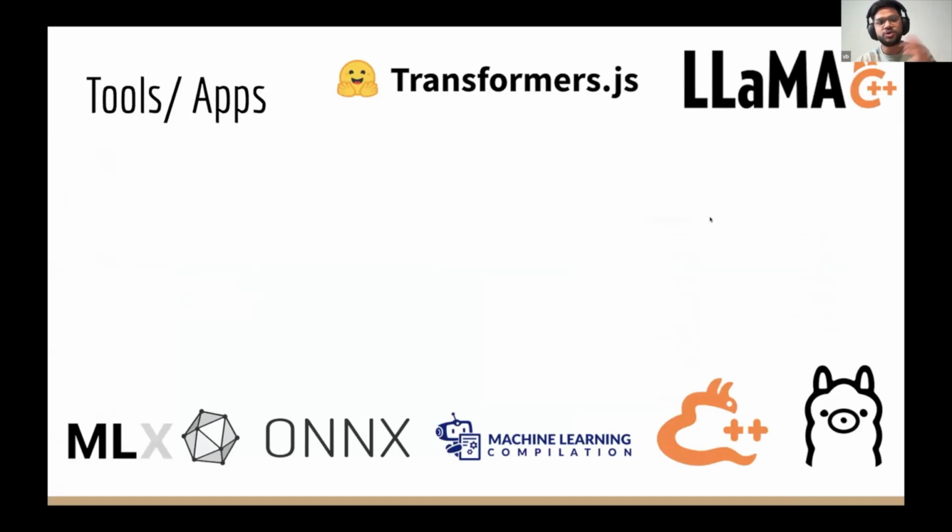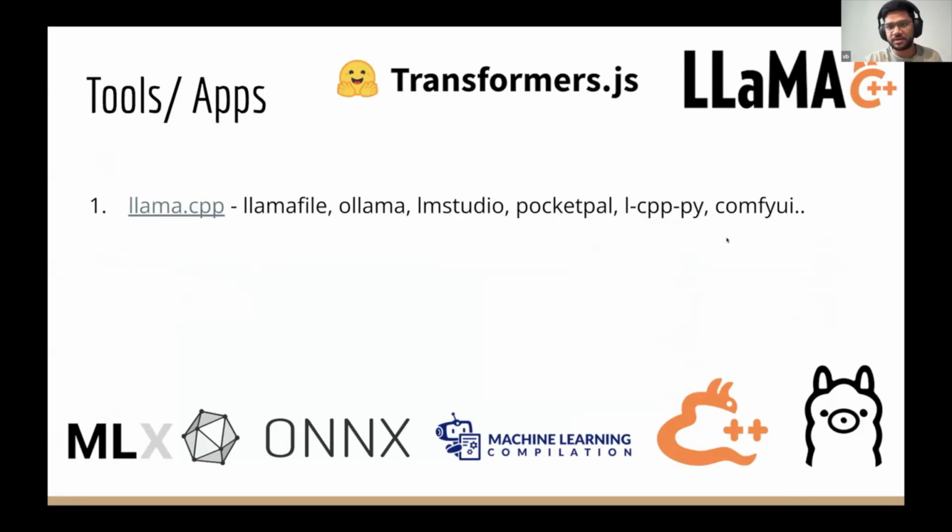There's actually a huge array of tools and apps that you can use. There's Transformers.js, there's llama.cpp, there's Ollama. So starting one by one, there is one of the biggest local players, which is llama.cpp, which has a huge variety of libraries as well as apps. So there's Llama.File, Ollama, LM Studio, PocketPal, llama-cpp-python, also ComfyUI.